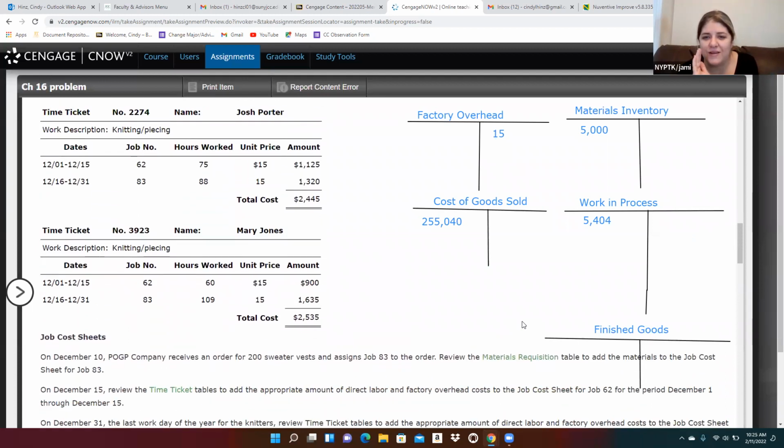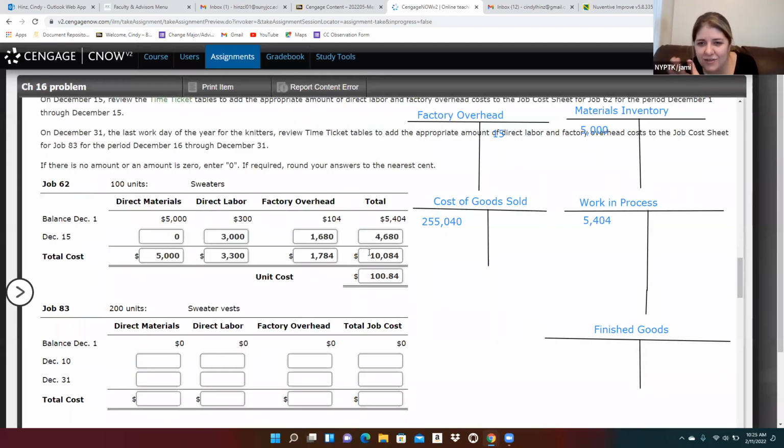Okay, wait, you divided what by 100? The total cost right here, the $10,084 is the total cost for that job. Okay. And that was for 100 sweaters.